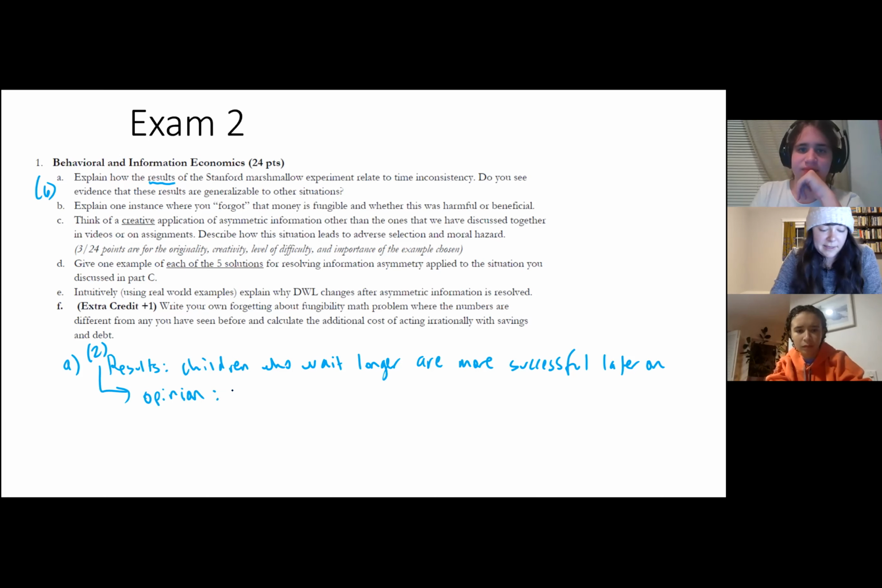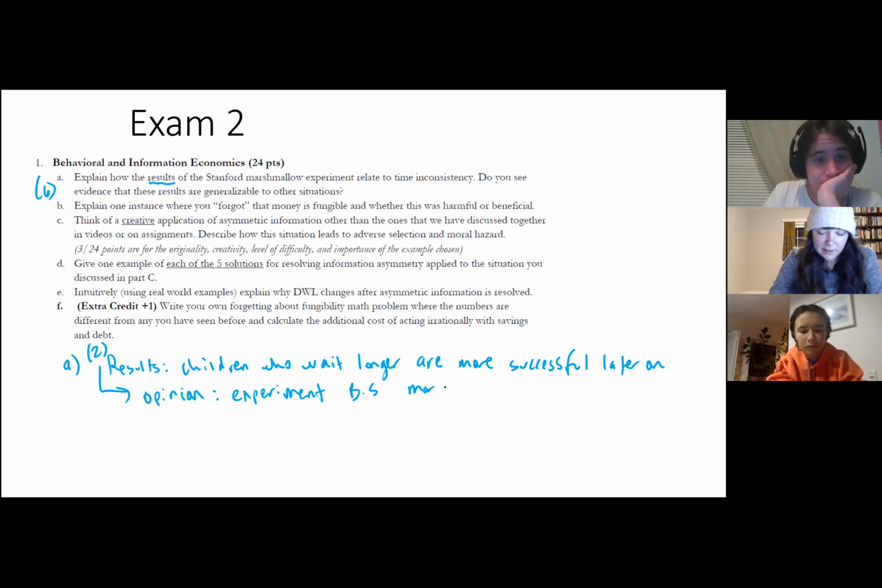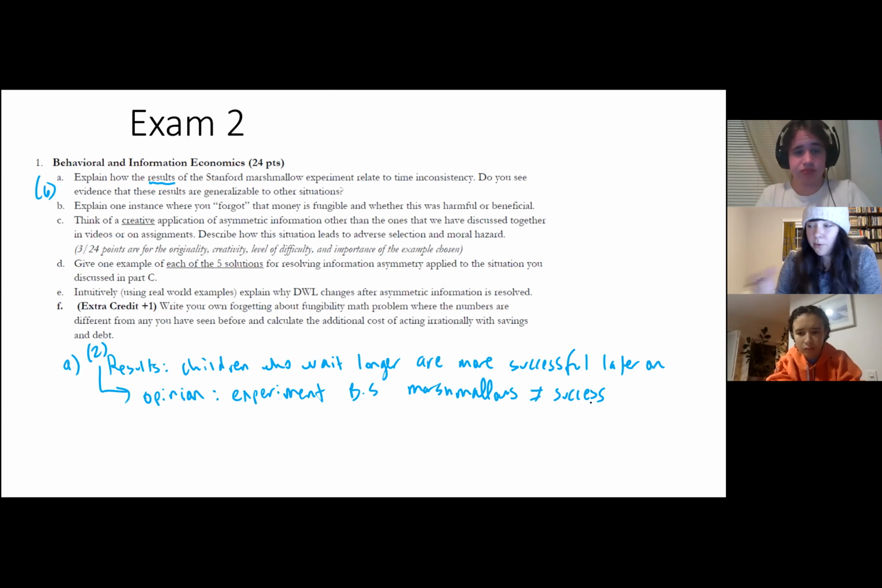Like, I think this experiment is BS. I don't know. Marshmallows are not the same thing as success. This was a lab experiment. Maybe you think that, yeah, they do generalize. People who can not get distracted by their phone do better on exams, do better in relationships, something like that.